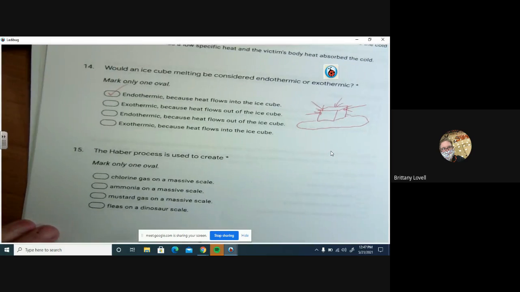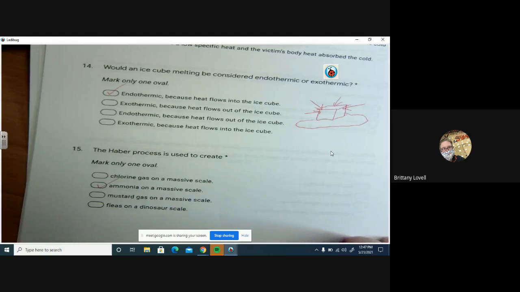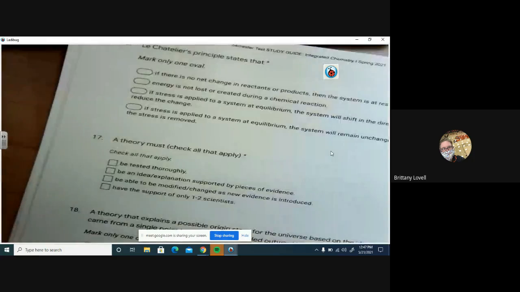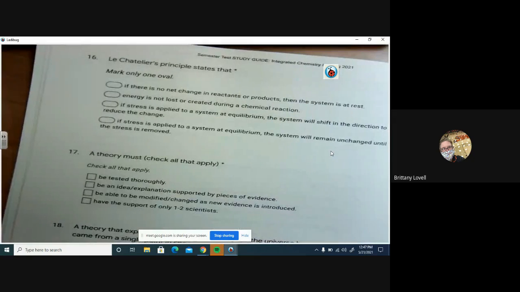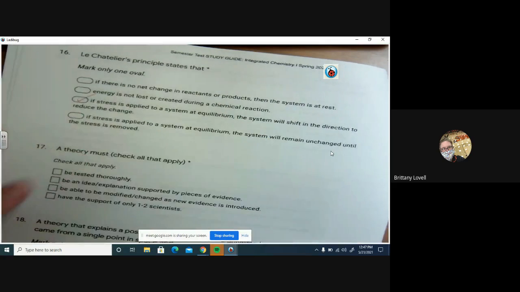Haber process, we talked about this several weeks ago, is used to create ammonia on a massive scale. Okay. Number 16. Okay, Le Chatelier's principle states what? Well, we talked about Le Chatelier when we were going over chemical equilibrium. And we said that it's basically when you apply stress to a system, the system will shift in the direction to reduce or to correct the change. That's going to be letter C.